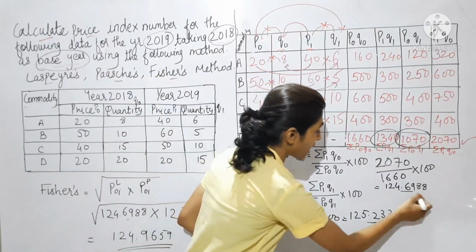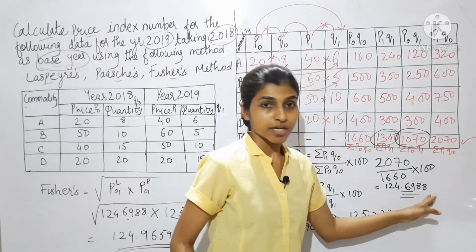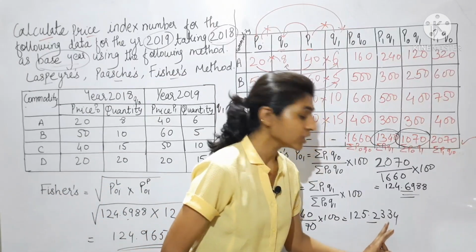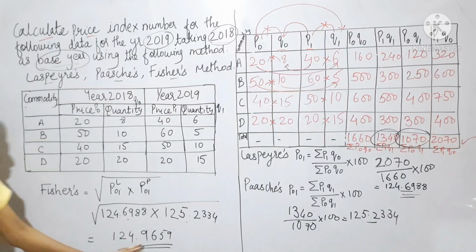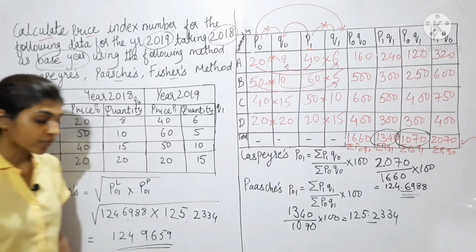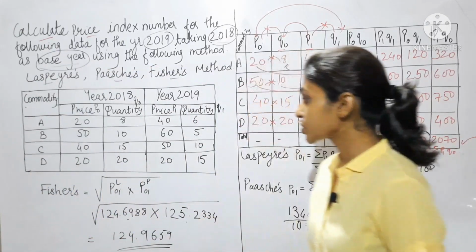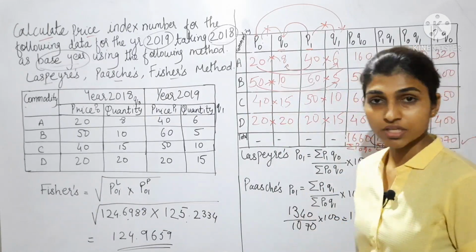Okay, so for Laspeyres it is 124.6988, for Paasche's it is 125.2334 and for Fisher's 124.9659. Okay, so I hope you have understood how to find Laspeyres, Paasche's and Fisher's methods. This is very important in your syllabus.